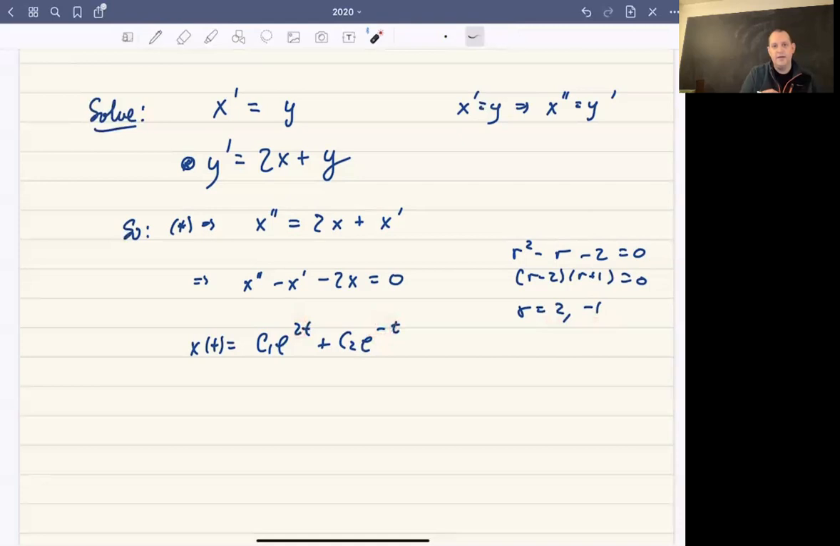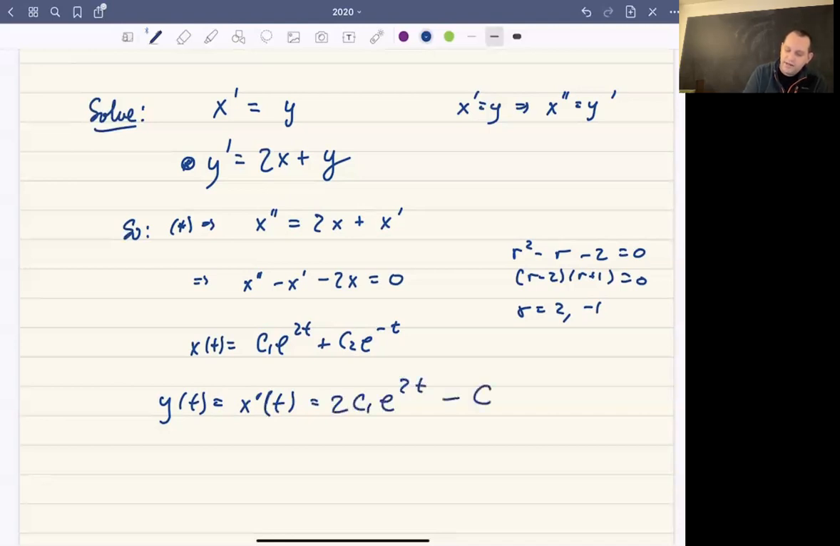Okay, now c1 and c2 can be whatever constants we want, but as soon as we pick constants c1 and c2 for x, we have to use the same values for y, because remember, y was the derivative of x. So y is going to be the derivative of x, so that's x prime of t. So it's going to be 2c1 e to the 2t minus c2 e to the negative t.